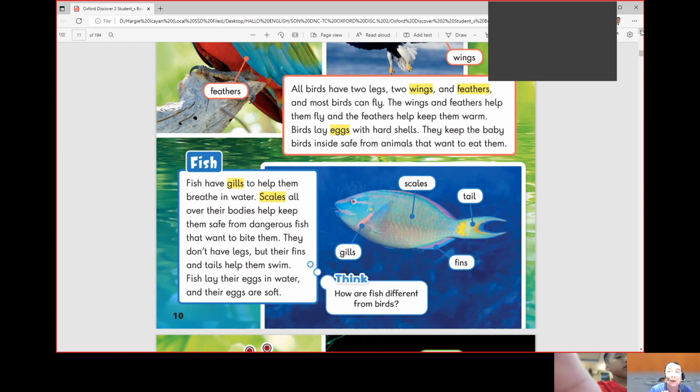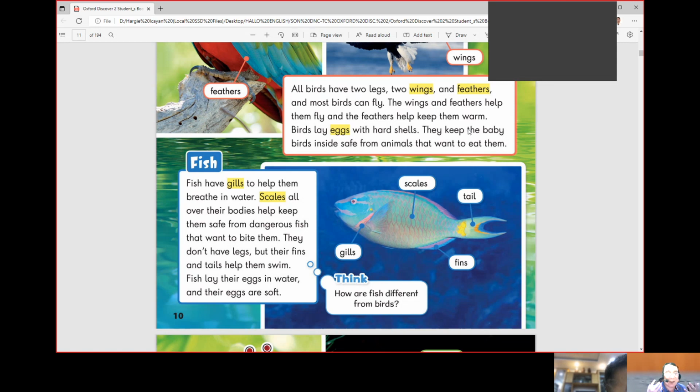Birds have, birds have what? Two wings, two feet, and lay eggs.